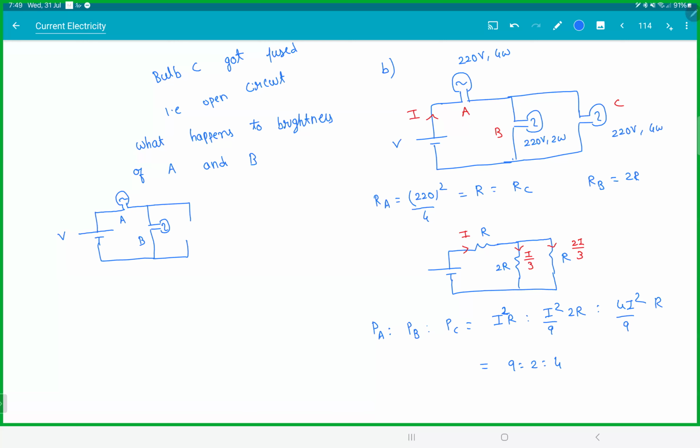But C is gone. The wire got burnt and the circuit became open. So you have to compare. I'm not asking between A and B. I'm asking A before burning out and after burning out, B before and after. I hope that question was clear. Try thinking for a minute. It's a good one. A remains the same, B will increase. Okay. A becomes dull, B becomes bright.